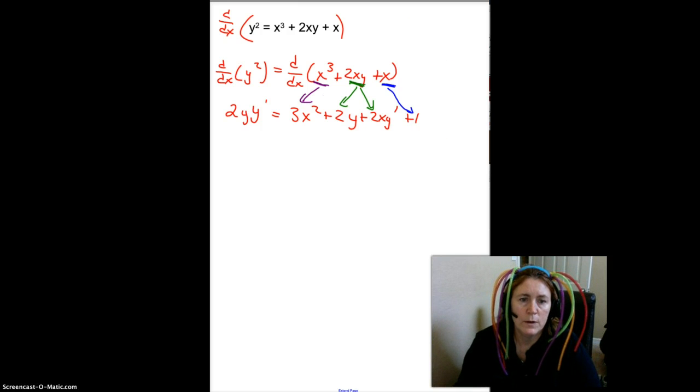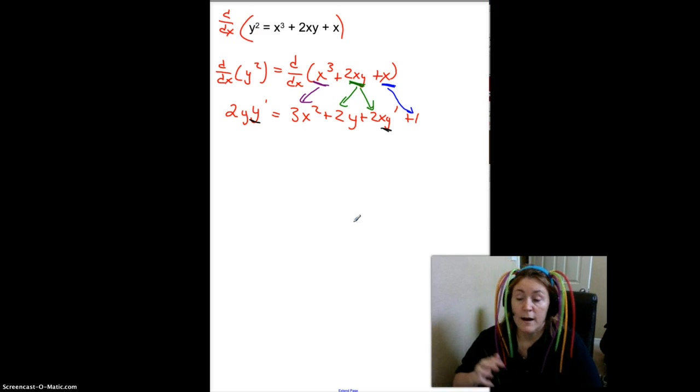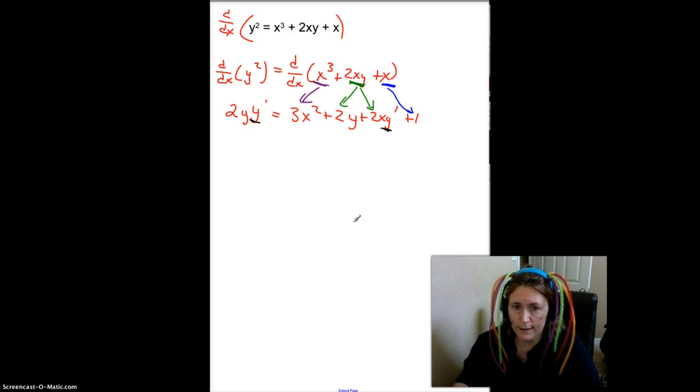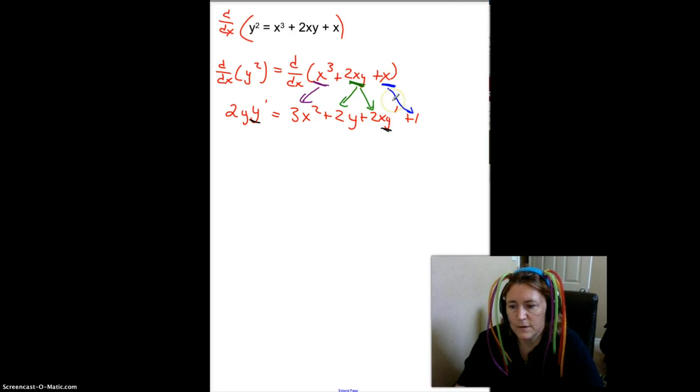Now I want to collect all my y prime terms. There's a y prime term, and there's a y prime term. Okay, I'm 105 years old. I've been doing this since Columbus sailed across the ocean blue, and I underlined them. So there is no shame in underlining and using some tricks here.